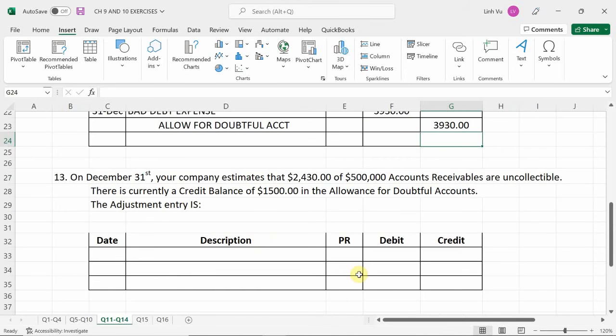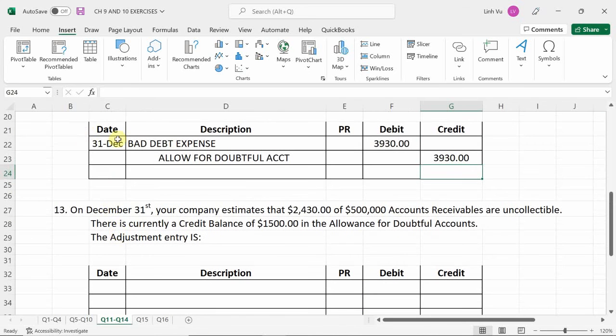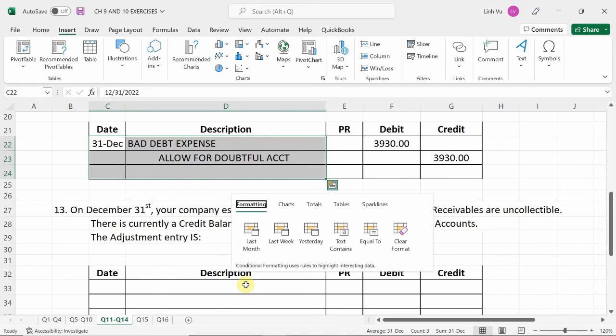Another example here. So question 13. If on December 31st your company estimates that $2,430 out of $500,000 accounts receivable is to be uncollectible, and there's currently a credit balance of $1,500 in the allowance for doubtful accounts, the adjustment entry is. So this time, it's the same exact situation, but the only difference is you currently have a credit balance in your allowance for doubtful accounts, okay?